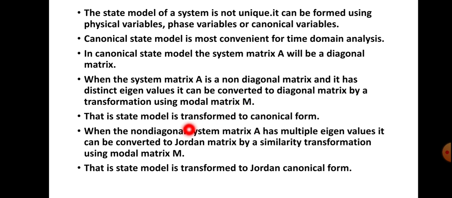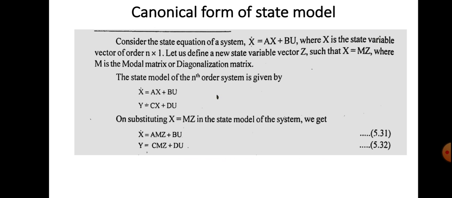If, when calculating these eigenvalues, they have multiplicity, that means one eigenvalue is repeating, then the procedure to find the model matrix is different. We use another type of model matrix, which we will discuss in the next slides. By using this method, we get another canonical model, that is the Jordan canonical form. So let us see the transformation.